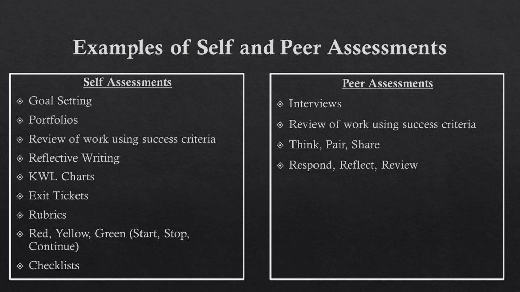And then lastly, this is probably a little more applicable to a primary junior teacher, but that would be something along the lines of a red, yellow, green activity, which is more similar to a start, stop, continue, where students sit down and they say, what went poorly? What do I need to improve on? And how can I do that? What do I need to stop doing to improve my progress? And what do I need to continue doing? Or what is working well for me?